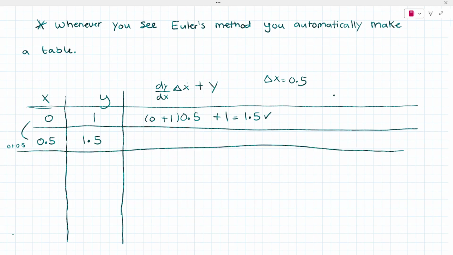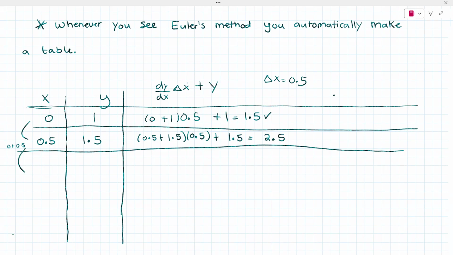So it's x plus y. Our x is 0.5 and our y is 1.5, times our delta x, which is 0.5, plus my y, which is 1.5. When you put it all in the calculator, you should get exactly 2.5. Okay, keep on going because we have to get to 2.